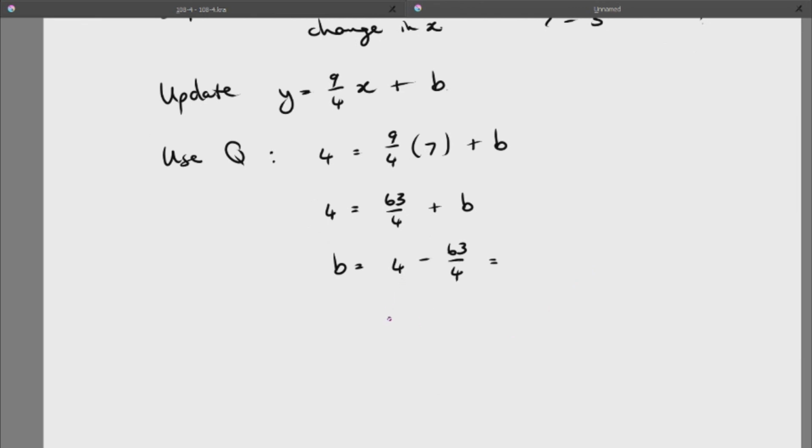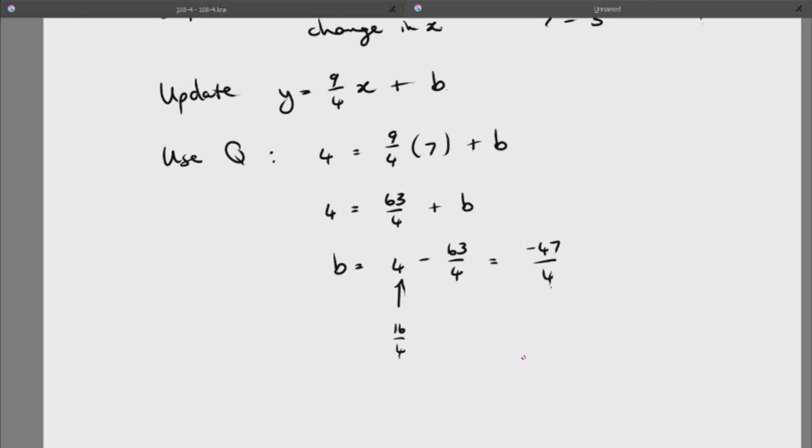What is 4? 4 is 16 over 4. It's 16 over 4 minus 63 over 4. So 16 minus 63, you can just do that. What is 16 minus 63? Negative 47. Negative 47 over 4. You can leave it like that. You don't have to simplify it, but there are lots of options to represent that number.